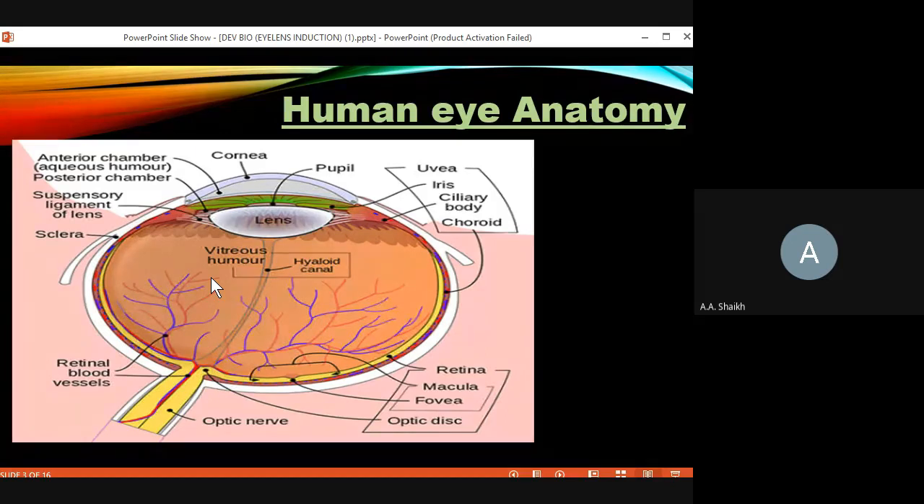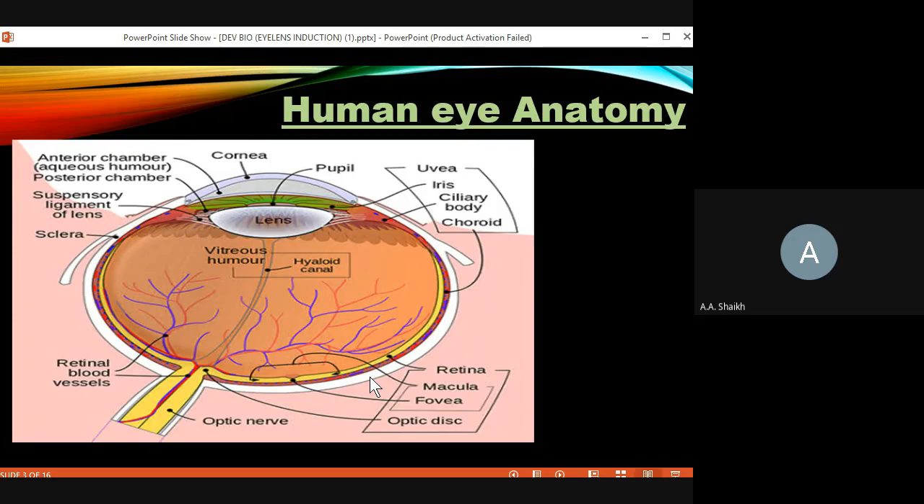Now the functional organ which is formed in this case is called the human eye. Okay, the cause and the result of the interactions happening at this position will ultimately lead to the formation of a functional organ, and that functional organ is called the eye, or the human eye. So this is how the complete human eye anatomy is being described. This is how the complete human eye anatomy is being created.